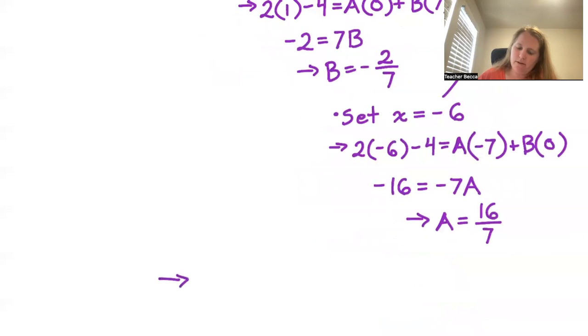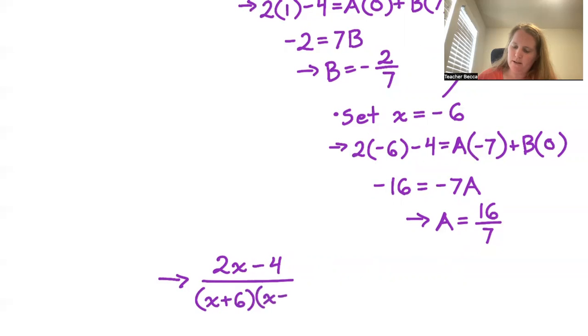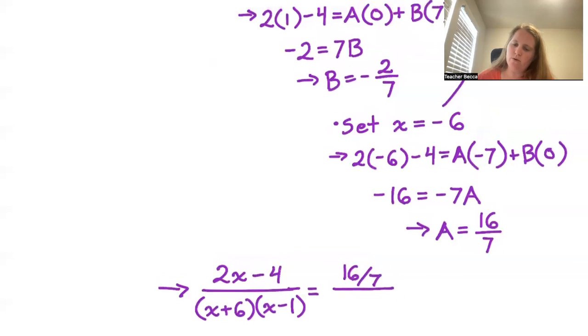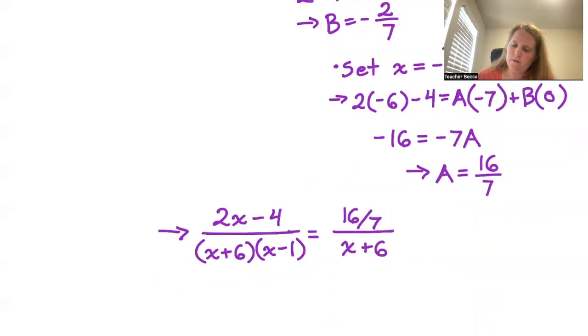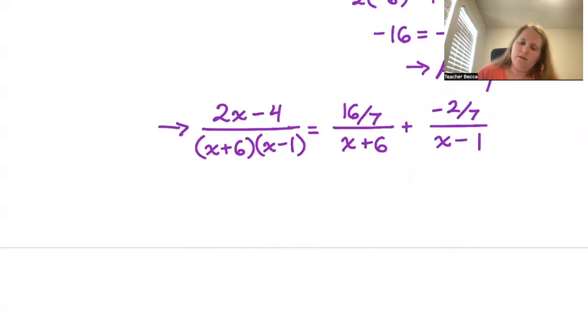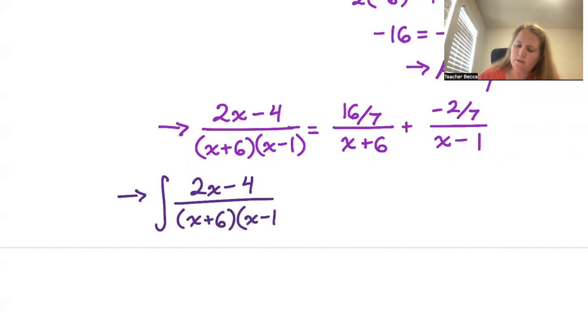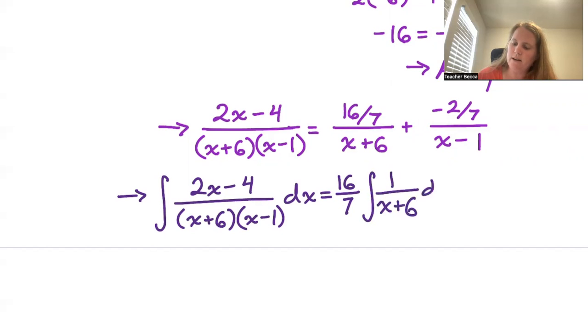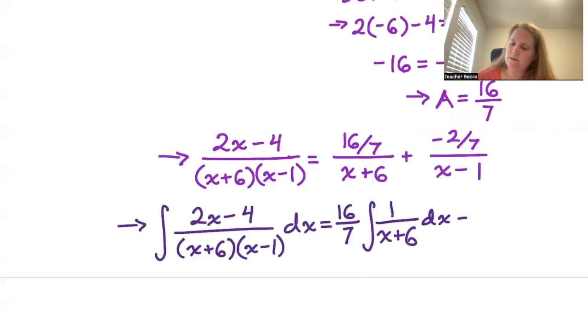So we have our 2x minus 4 over x plus 6 times x minus 1 is equal to 16/7 over x plus 6 plus negative 2/7 over x minus 1. So that gives us that the integral of 2x minus 4 over x plus 6 times x minus 1 dx is equal to 16/7 times the integral of 1 over x plus 6 dx minus 2/7 times the integral of 1 over x minus 1 dx.